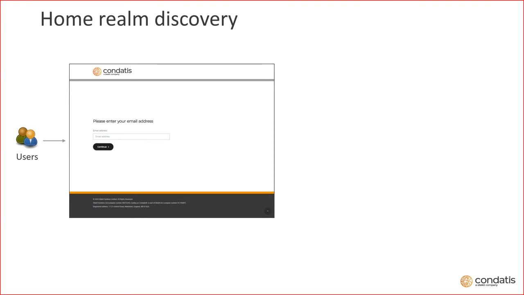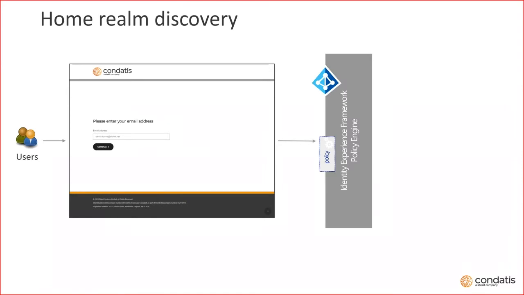So on our home realm discovery, first thing we want to do is capture their email address, because we want to know what type of user they are. So we enter their email address. Here I'm entering my company email address because I'm a staff member who wants to sign in. I click continue, and that gets sent over by the page back to the policy engine.